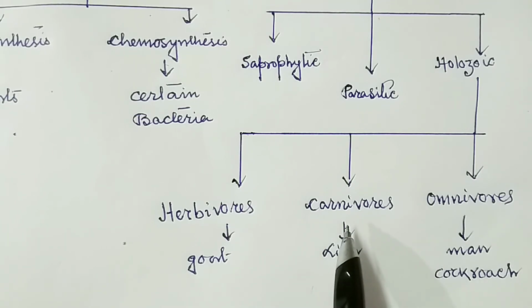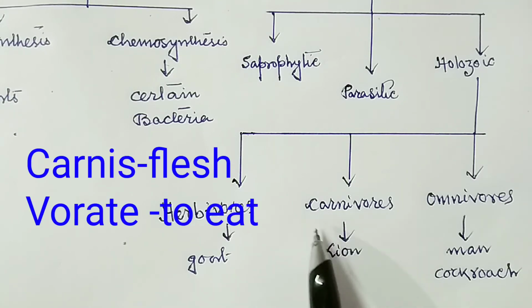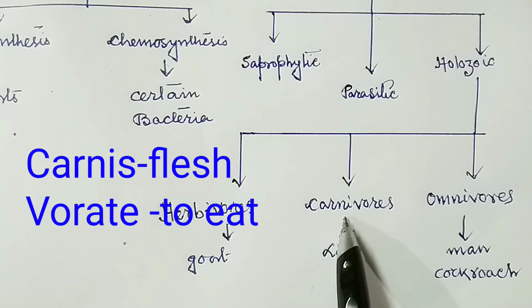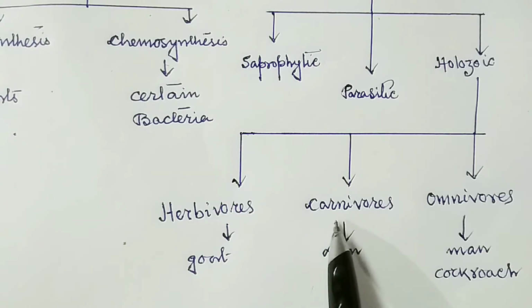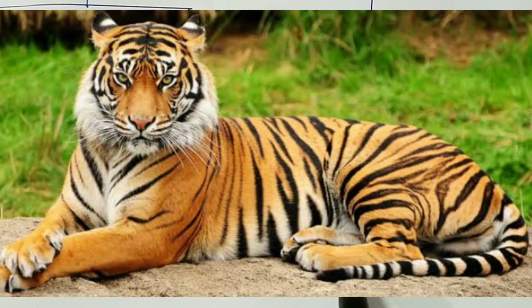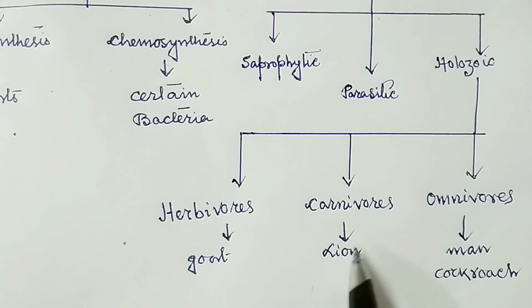In the case of carnivores, this word is derived from the word carnis meaning flesh and vorare meaning to eat. So those animals which eat the flesh of other animals are known as carnivores. Many animals like lion, tiger, leopards are common examples. They hunt and kill their prey and then feed on them.